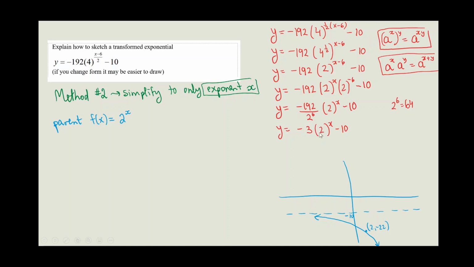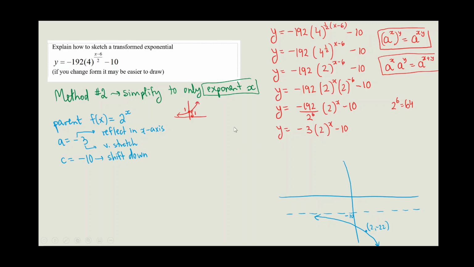So now how do we sketch this in a faster way? You identify your new parent. Notice it's not 4 to the x anymore like the original. We have a new parent base now. It's 2 to the x. So looking at your simplified version, the parent is 2 to the x. We have our transformations as before, but we're not going to use them. I just list them here to show you that they're a little bit different than we had before.